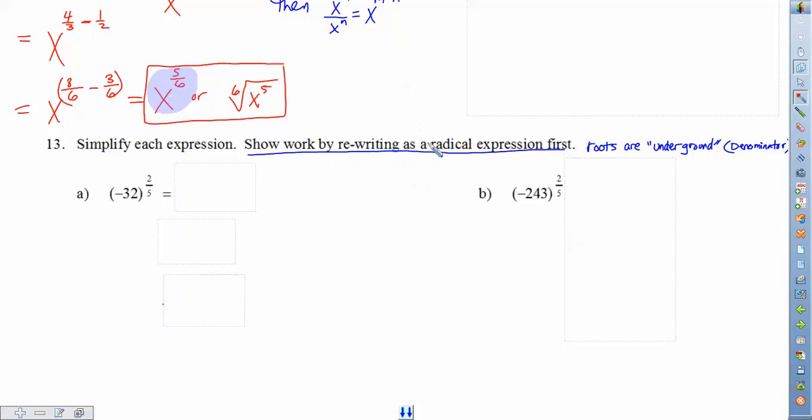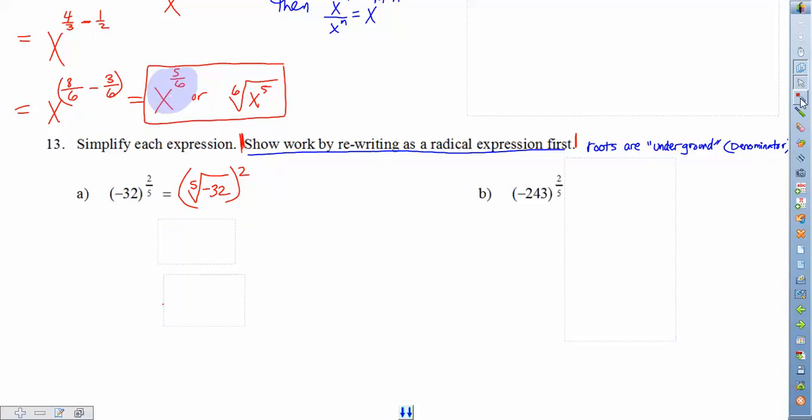Alright, so anyway, negative 32 to the 2/5 power. Simplify each expression. Notice what I put right here, and I'm going to put this on the test too. I'm going to make you show your work by rewriting it as a radical expression. What does that mean? It means I want to see you take that fraction, understand that roots are underground, and be able to rewrite this as the 5th root of negative 32 squared.